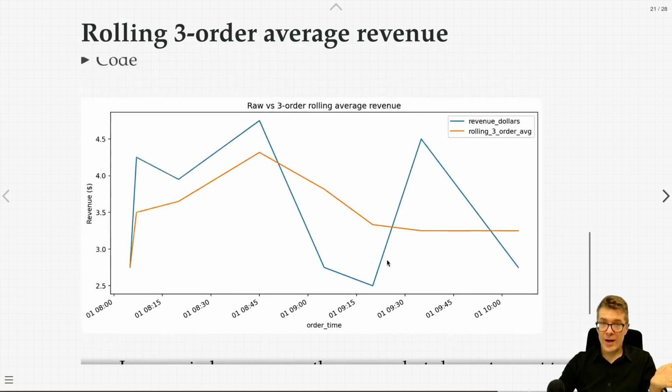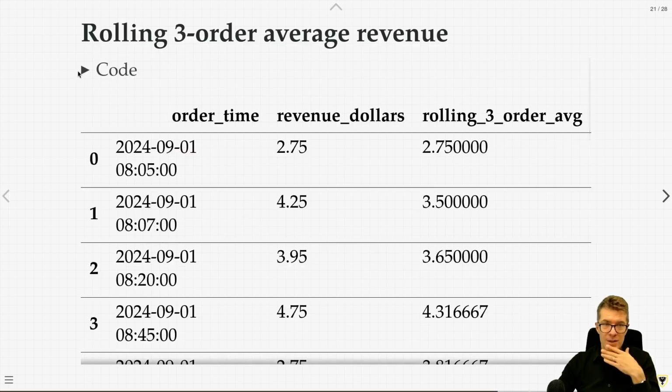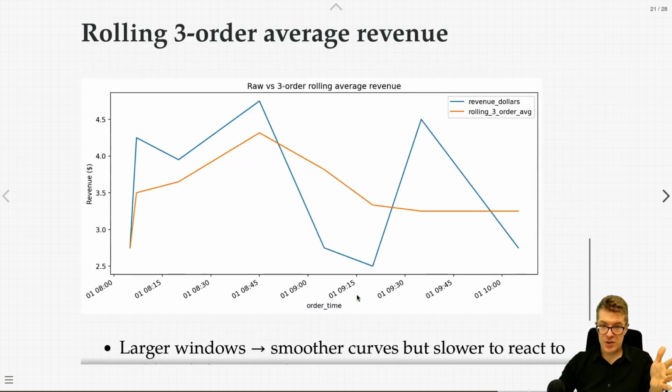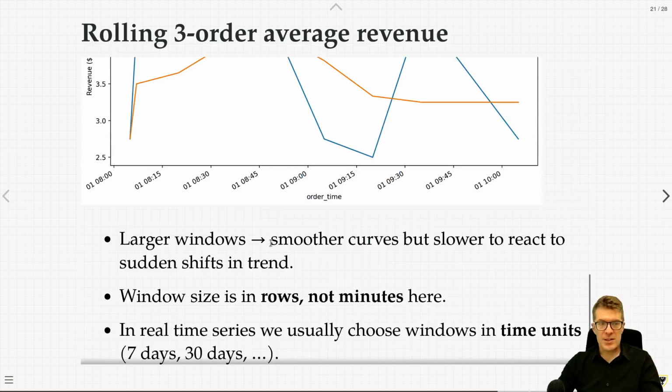Okay, so I want you to go ahead and maybe play around with this. You can go here and change the window to 2, to 4, to 5, and see how the graphs change. Hopefully, you're going to see that larger windows, like changing 3 to 4 or 5, will produce smoother curves, but it'll also be slower to react to sudden shifts in the trend. So the longer the window, the longer it's going to take your graph to recover to what the new normal is, so to speak.